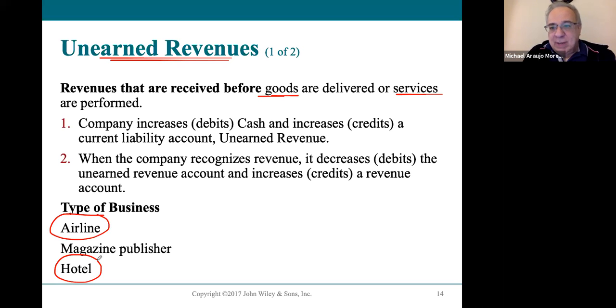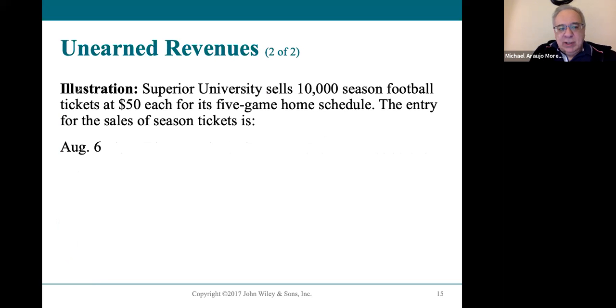Once it comes the time for the plane to leave, once it comes the time for you to start staying at that hotel, or for you to get on the boat to take your cruise, then they don't owe it to you anymore. They can say, okay, it's no longer a liability. We have actually earned it. And so they'll do an adjusting entry for that. So here's the illustration that your book gives. I like this illustration.